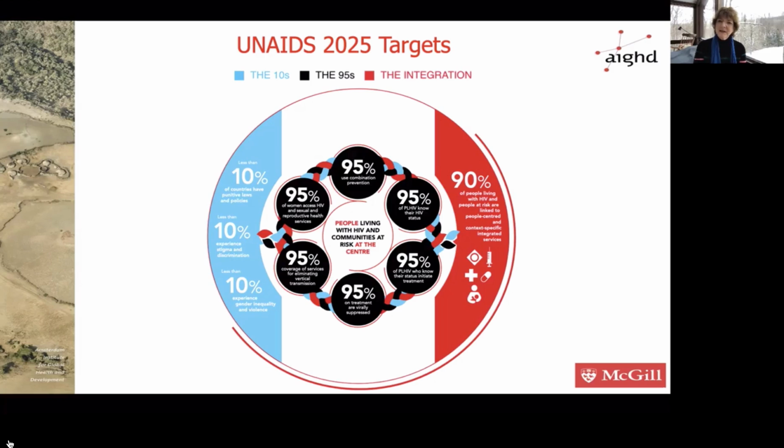In the center, you see 95%, all of the targets that we've just mentioned, plus 95% of women accessing HIV and sexual and reproductive health services, 95% of coverage for eliminating vertical transmission, and 95% using combination prevention, including the testing and the treatment and the viral suppression targets. Now, they integrate together on the right, with 90% of people living with HIV and people at risk being linked to people-centered and context-specific integrated services. And this places people living with HIV and communities at risk at the very center.